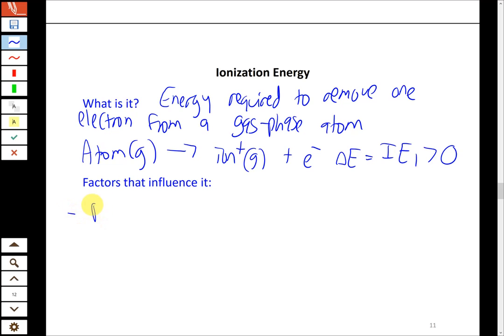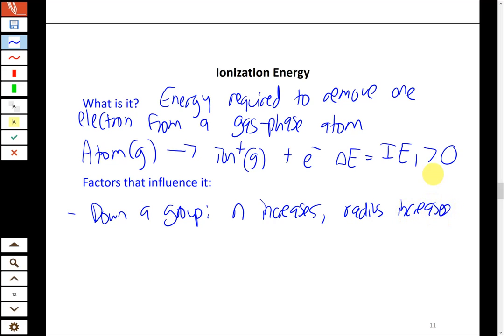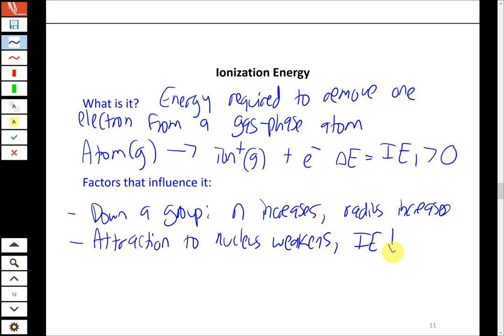So the factors that influence it are kind of related to what we just talked about with the radius. So as we go down a group, again, the group being a column, top to bottom, the principal quantum number increases and the radius increases. So as your radius increases, the electron gets further away from the nucleus, and that makes the attraction of the nucleus weaker. So as you increase the radius, the ionization energy becomes smaller because it's easier to remove the electron. So if the electron is attracted to the nucleus more weakly, the ionization energy will decrease.